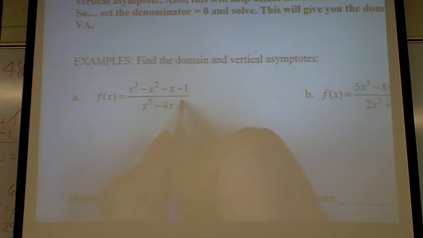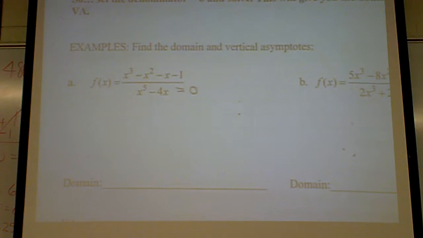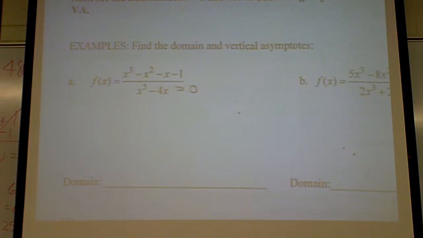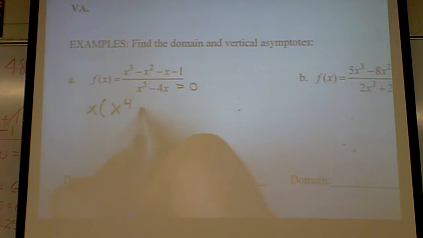Set the denominator equal to 0 and solve. So you remember how to factor? How would I factor this? What can I pull out of it? An x. So our x is going to be our greatest common factor. Then we're left with x to the 4th minus 4 equals 0.